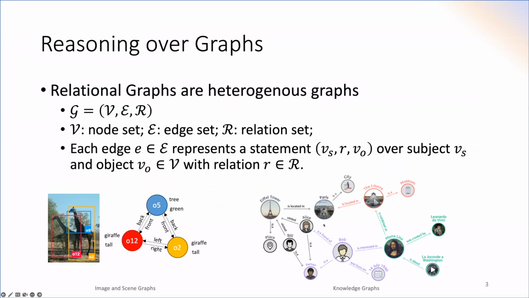So as an overview, we first would very much like to introduce our data modality and also the task. We are really interested in this type of heterogeneous relational graphs. First, as a background, what are relational graphs? A relational graph is a heterogeneous data structure defined over a node set, edge set, and relation set. Each edge on the graph is in a triplet format that captures the relationship between a subject and an object. In the real world, examples of such data structures include scene graphs that capture relations between objects in an image, and knowledge graphs that capture real world facts and knowledge about the world.